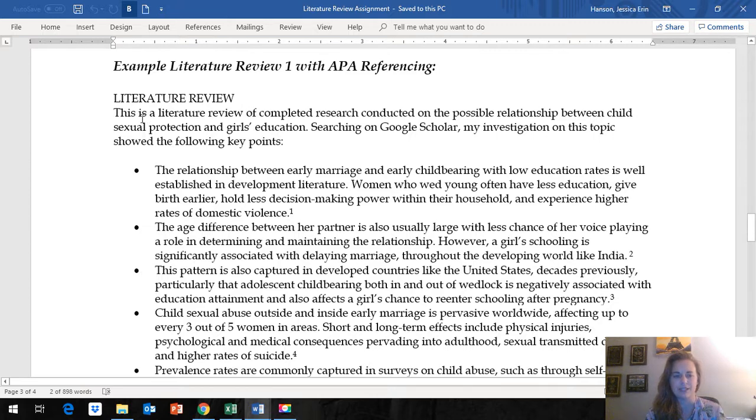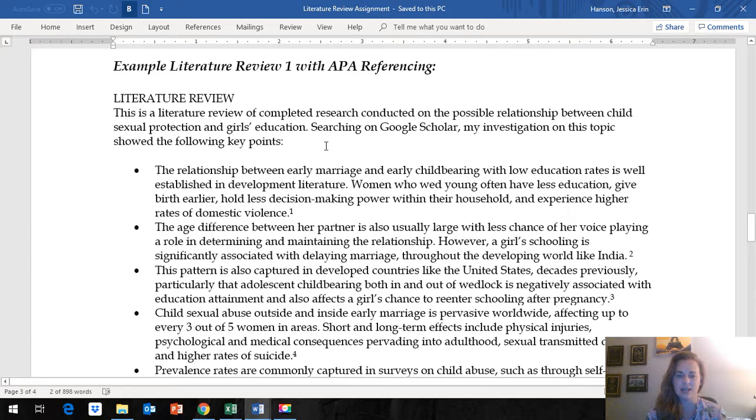so if you can read this, it says, this is a literature review of completed research conducted on the possible relationship between child sexual protection and girls' education. You will notice this is my dissertation topic. I figure you're sharing your research ideas and topics, so I will also do the same and share mine.